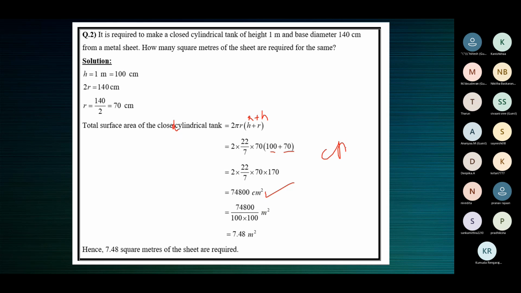To convert centimeter to meter, you need to divide by 100. Centimeter square to meter square, do the same thing two times. Divide by 100 two times. So that's 7.48 meter square. So 7.48 square meters of sheet are required.